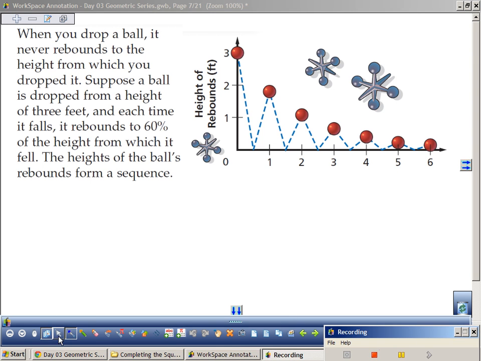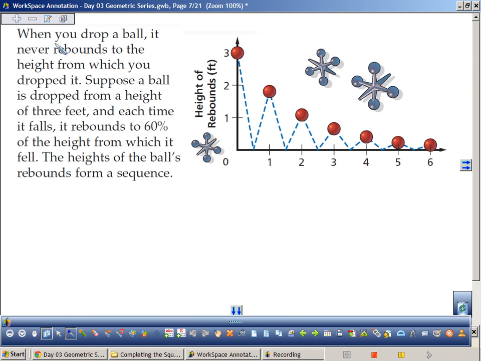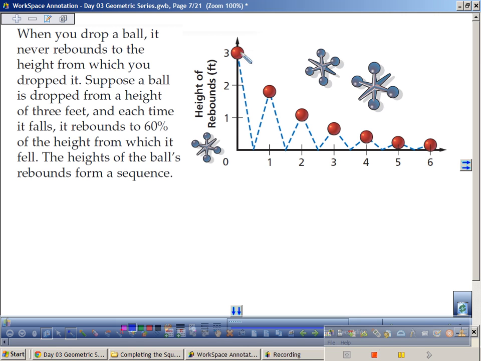So let's talk geometric sequence. When you drop a ball, it never rebounds to the height from which you dropped it. You've seen that before, right? Suppose a ball is dropped from a height of 3 feet. So here's the first one, dropped from a height of 3 feet. And each time it falls, it rebounds to 60% of the height.